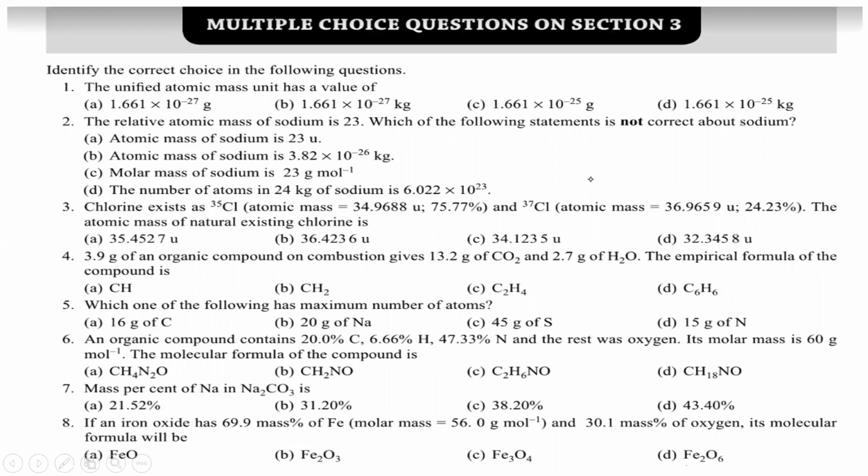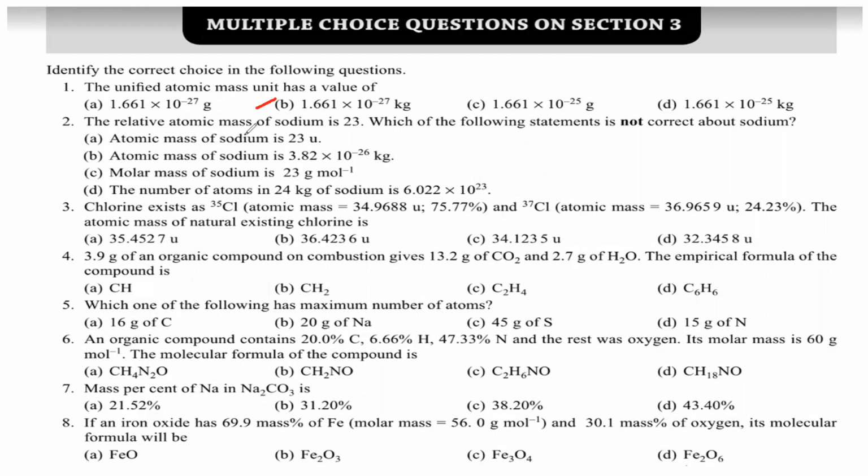Now, multiple choice questions based on section 3, that is today's lecture. The unified atomic mass unit has a value of 1.661 into 10 to the power of minus 27 grams, or 1.661 into 10 to the power of minus 27 kg, or 1.67 into 10 to the power of minus 25 grams, or 25 kg. So the answer is the second option, B. Already you know it is 1.67 into 10 to the power of minus 27 kg.